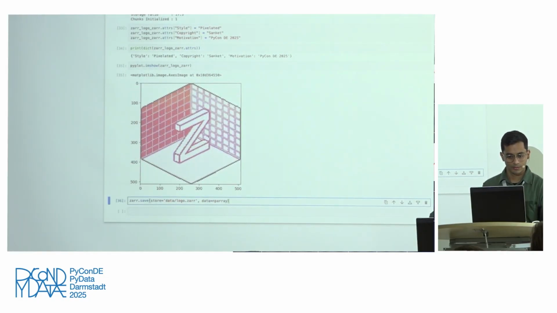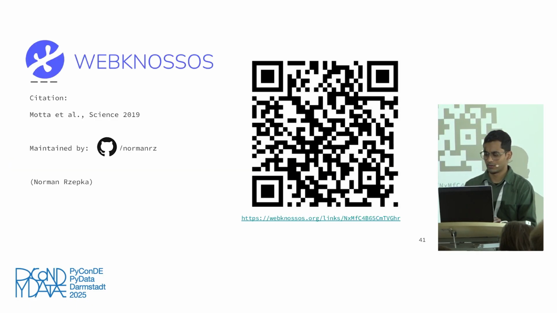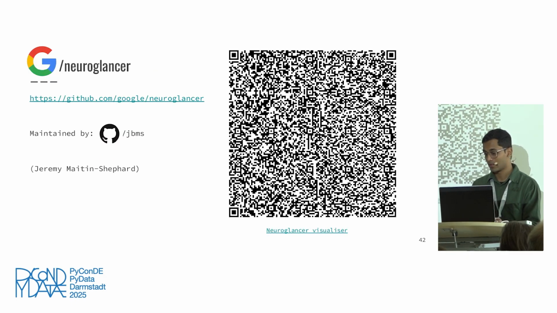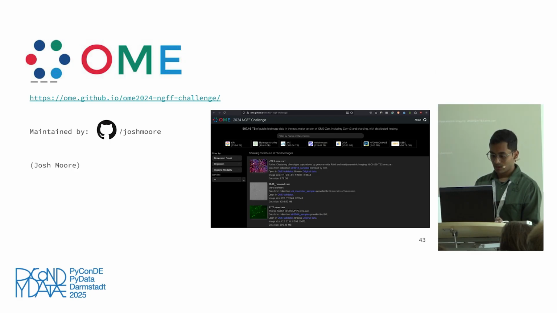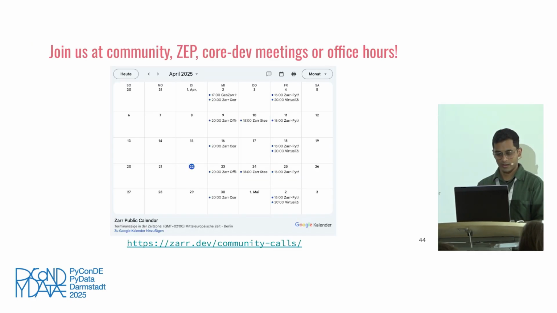So coming back, here are some examples of what V3 datasets look like. These are visualizers which are available on the web. Neuroglancer is being developed by Google. There is also the OME-NGFF challenge, which was basically an effort to let institutions collaborate on creating large datasets in Zarr-Python V3.